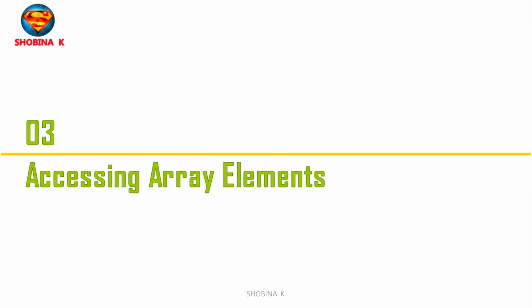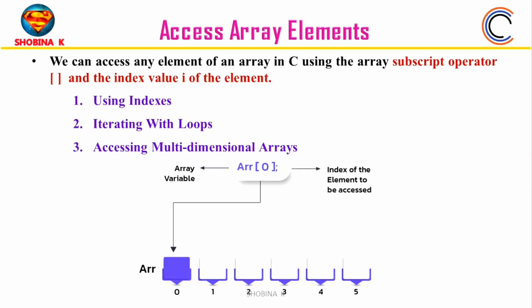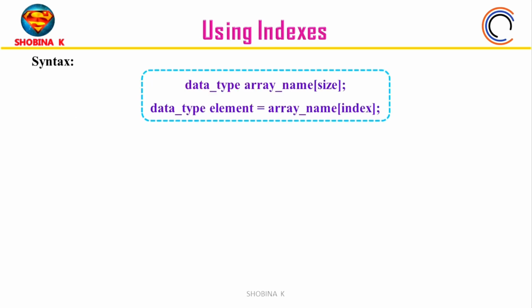Now let's see how to access array elements. We can access any element of an array in C using the array subscript operator, that is square brackets, and the index value i of the element. In C, accessing array elements is done using indexes, iterating with loops, and accessing multidimensional arrays. Now let's understand how to access array elements using indexes. This is the general syntax. The two lines are part of the same concept and are used together to declare an array and then access an element within that array.